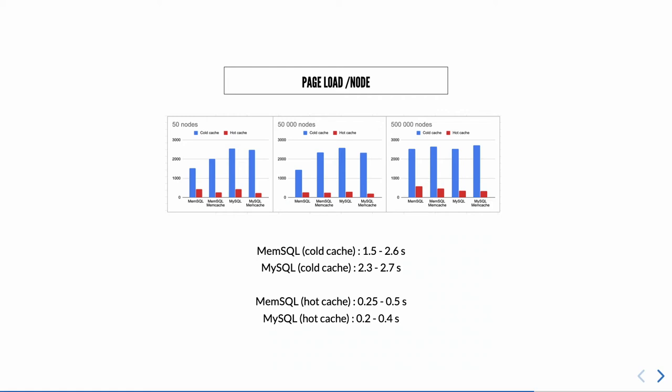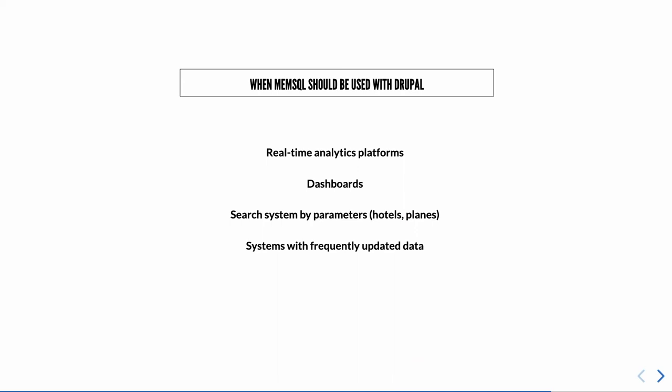So for content storing, I would say that using cache mechanisms like internal page cache and Varnish will work more effectively than using MemSQL. But from the previous test, we saw that MemSQL works really great on a big amount of data where we need to do some calculations with data. So MemSQL should be used with Drupal for real-time analytics platforms, different types of dashboards, systems with search by parameters like search by hotels, by planes, etc., and systems with frequently updated data when we need to save data fast and get data fast. It can be some IoT systems.